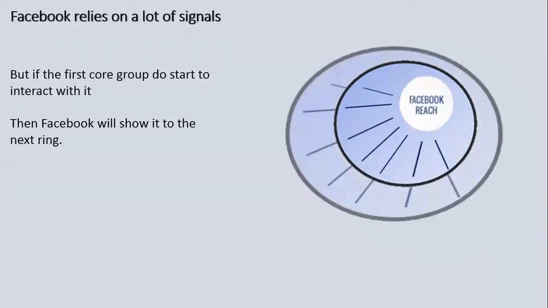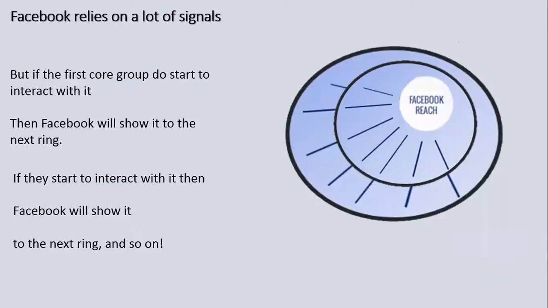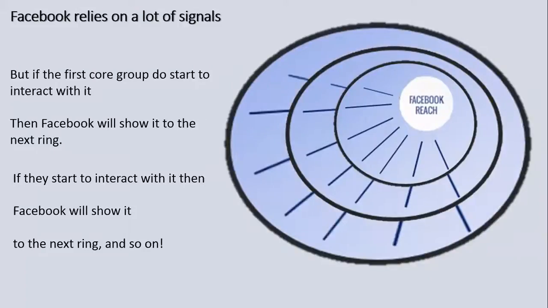But if the first core group do start to interact with it, then Facebook will show it to the next string of contacts. And if that ring starts to interact with it, Facebook will show it to the next string, and so on and so on.